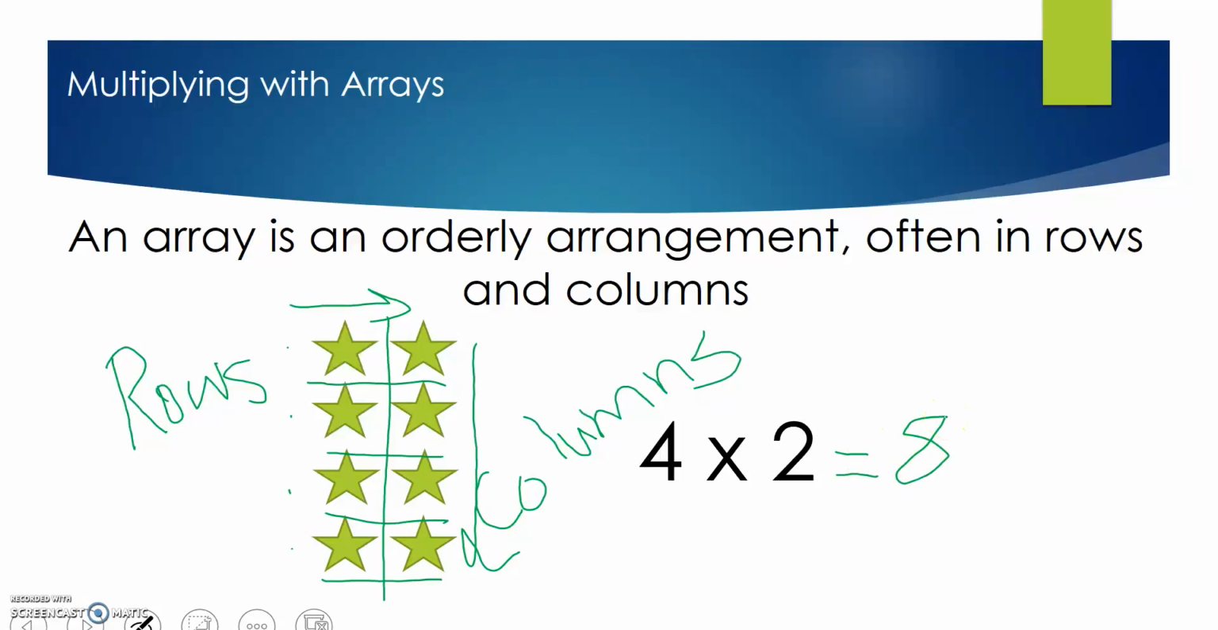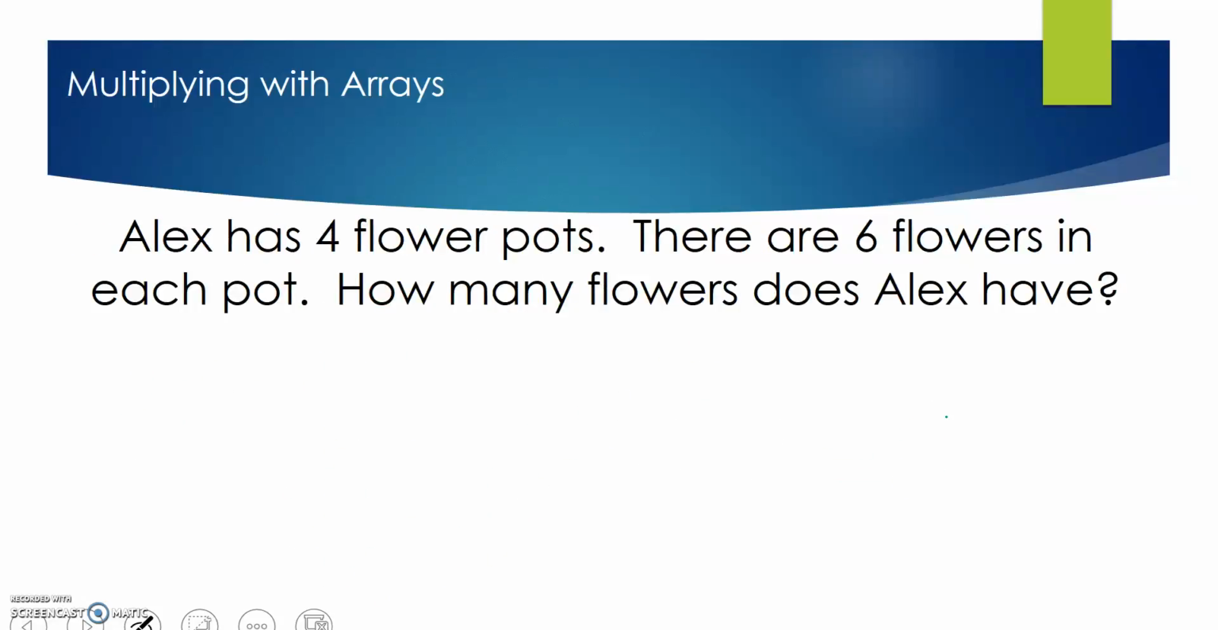So let's look at a problem. Alex has 4 flower pots. There are 6 flowers in each pot. How many flowers does Alex have? So my multiplication sentence is going to be 4 times 6. As we talked about yesterday, it could also be 6 times 4.